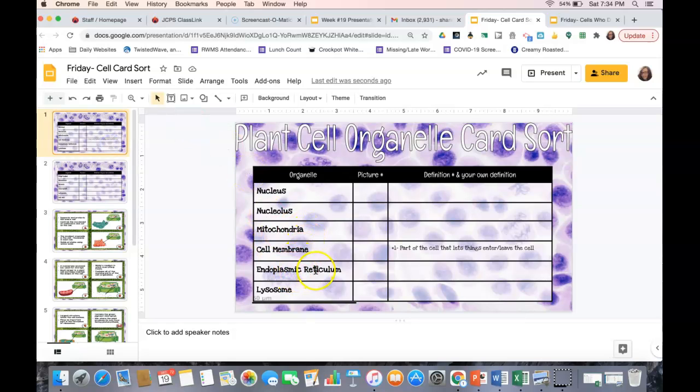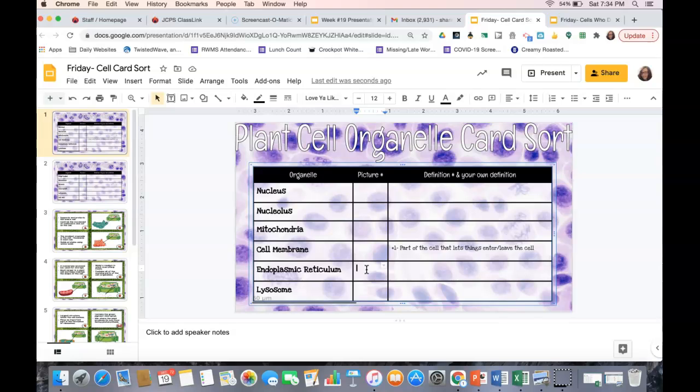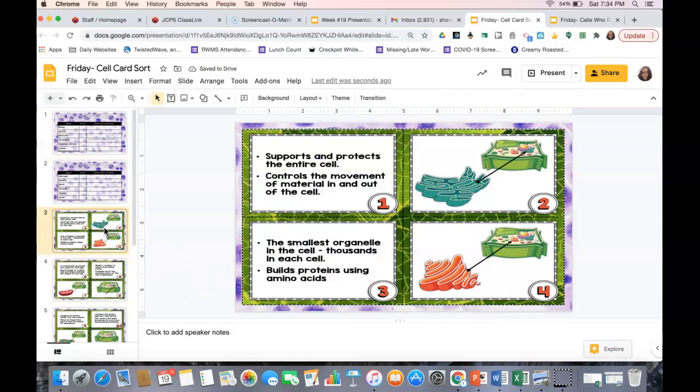So here is our endoplasmic reticulum. It says picture number. This is picture number 2. Easy enough, right? So card number 3 is a definition.